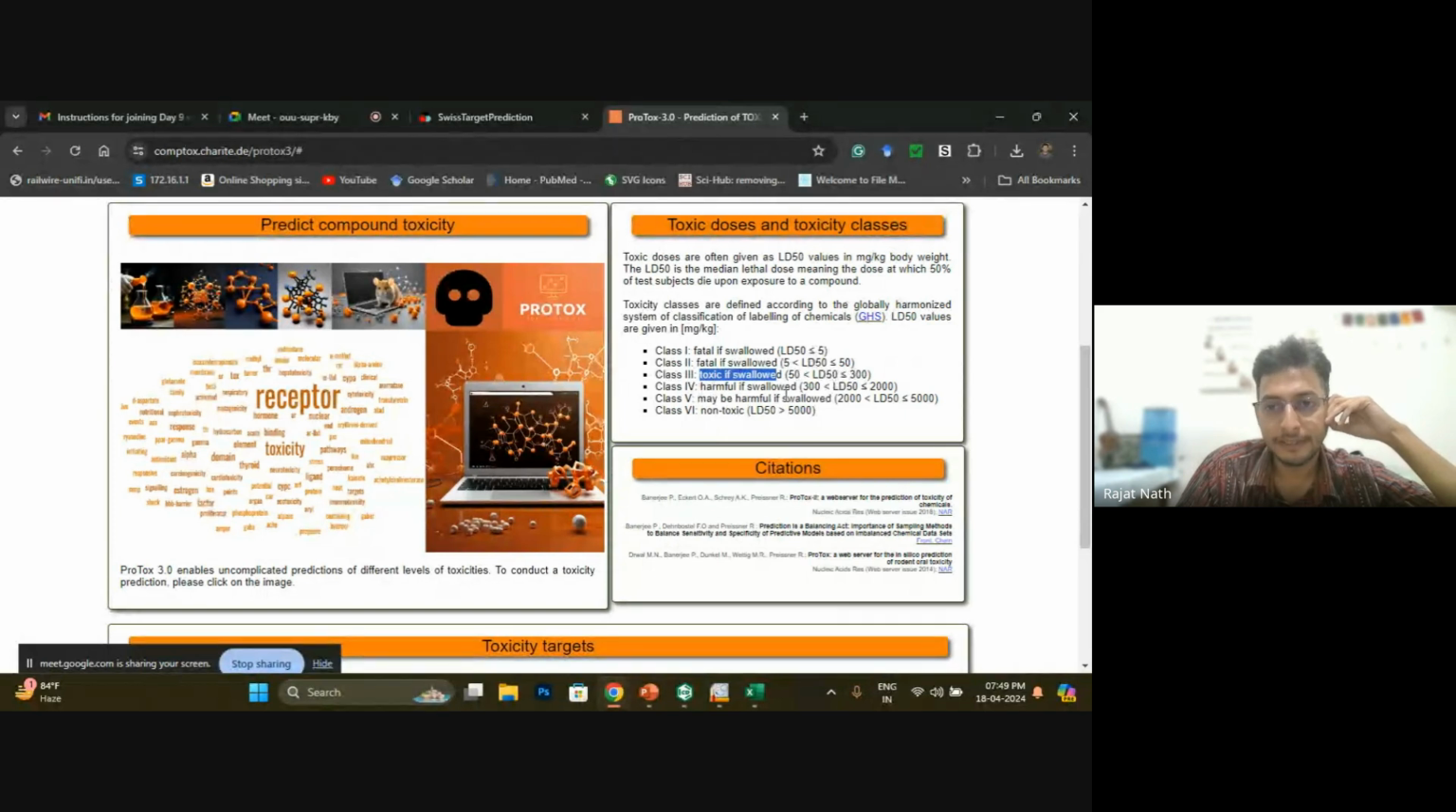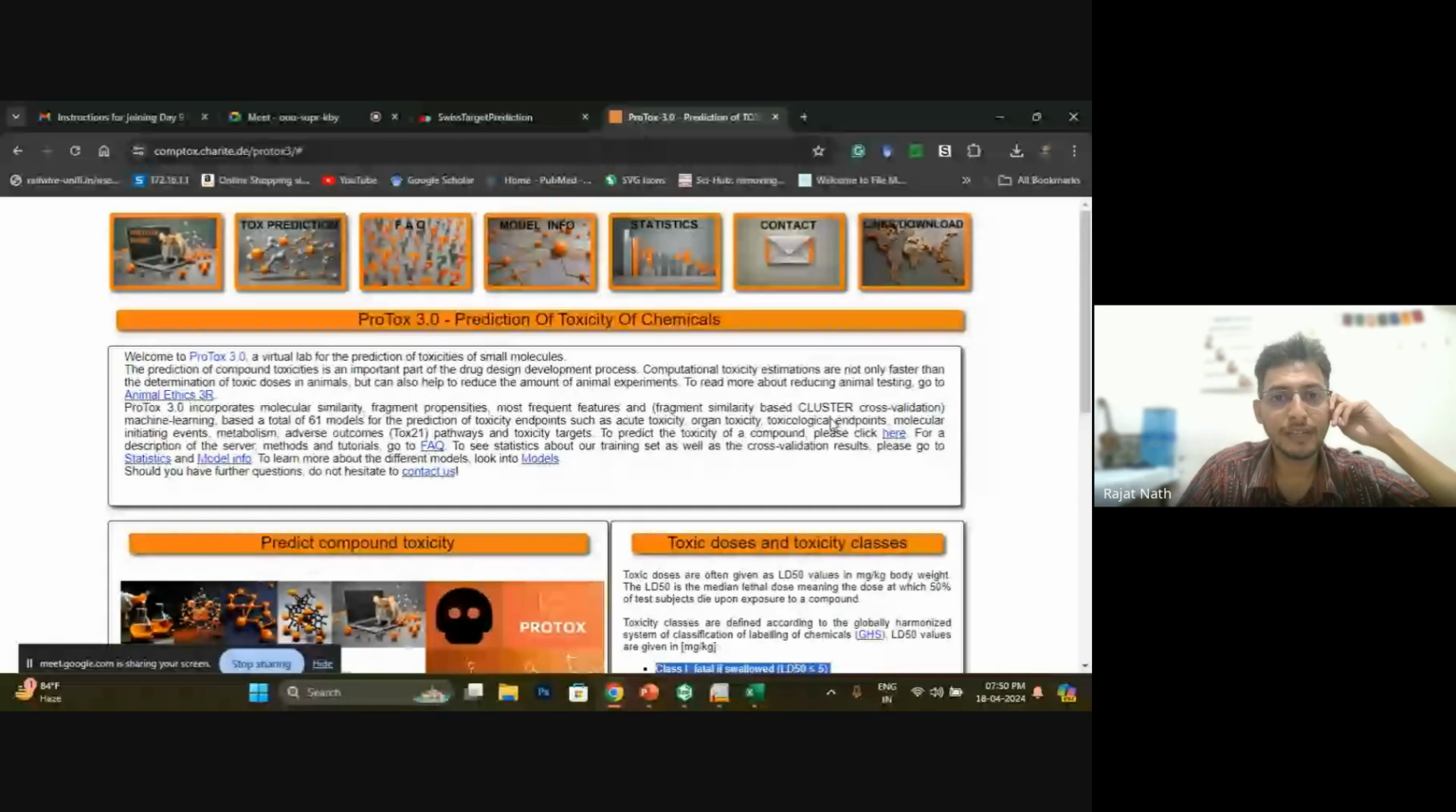Class 4 is harmful if swallowed. The LD50 value is higher than 300 but lower than 2000. Class 5 may be harmful if swallowed. Its LD50 value is greater than 2000 but less than 5000. And class 6 is non-toxic if the LD50 value is higher than 5000. So this is the 6 toxicity classes.